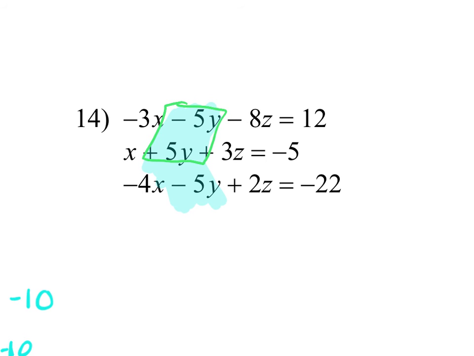So we already have a negative y and a positive y. Don't even need to multiply by anything. We're just going to combine all of our like terms. What is negative 3x plus x? It's negative 2x. What happens to the y's? They cancel out. What happens to the z's?